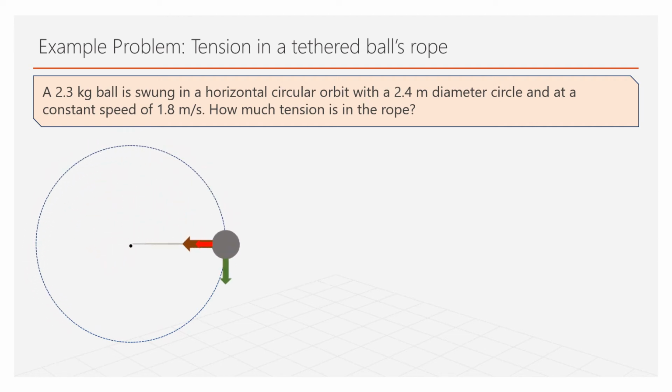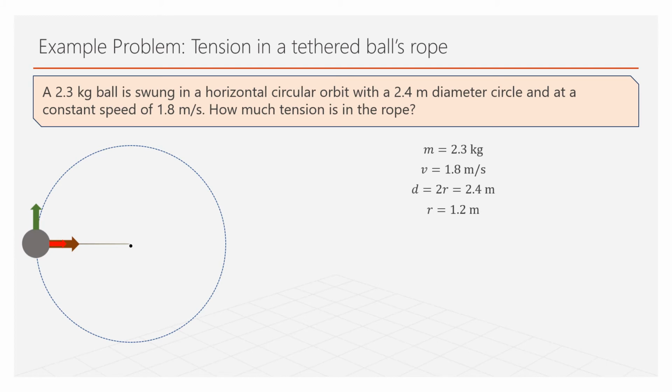The acceleration, shown in red, is centripetal and it is center-seeking. The only force acting on this is the force of tension in the rope holding the ball in its circular orbit, and that will be in the same direction as the acceleration. To find the tension, we need to find the acceleration and multiply it by the object's mass.